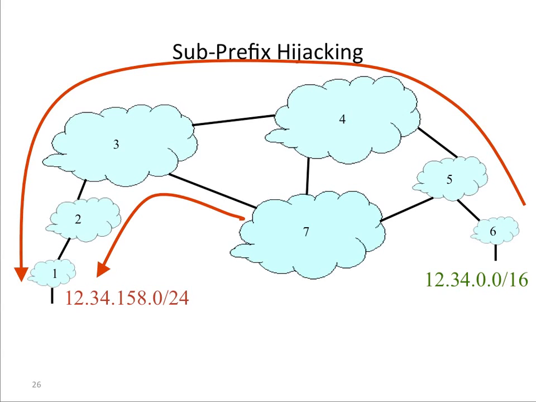Why is this more specific? Because its mask covers a lot more bits. Yeah, so that slash 24 means the first 24 bits are fixed.